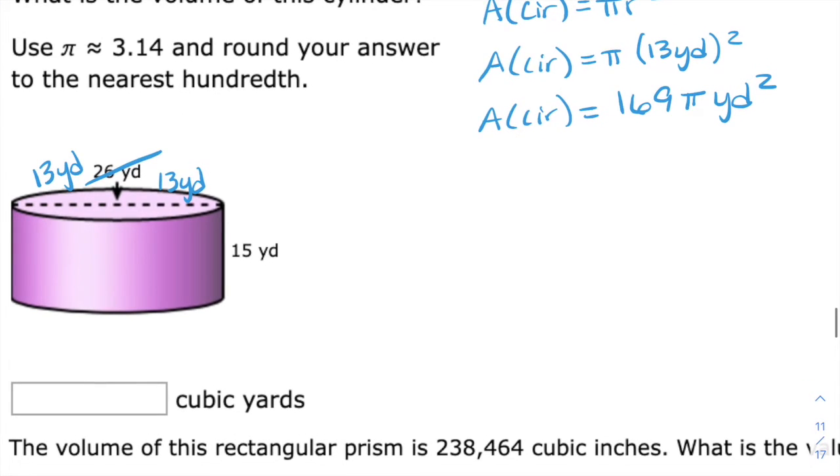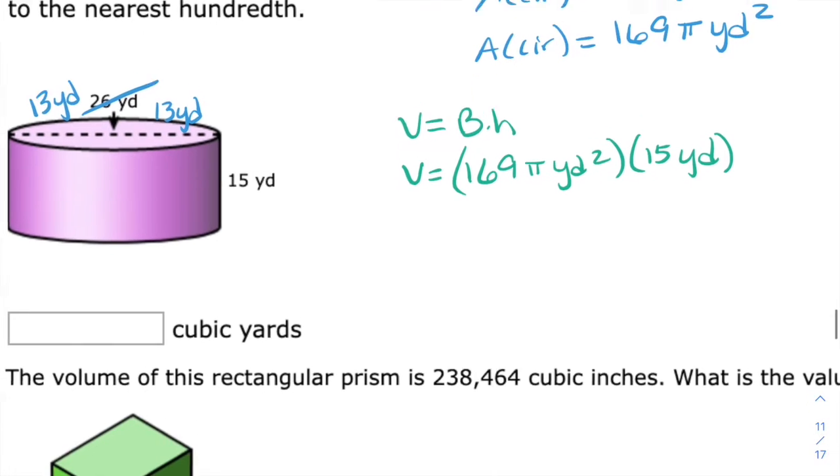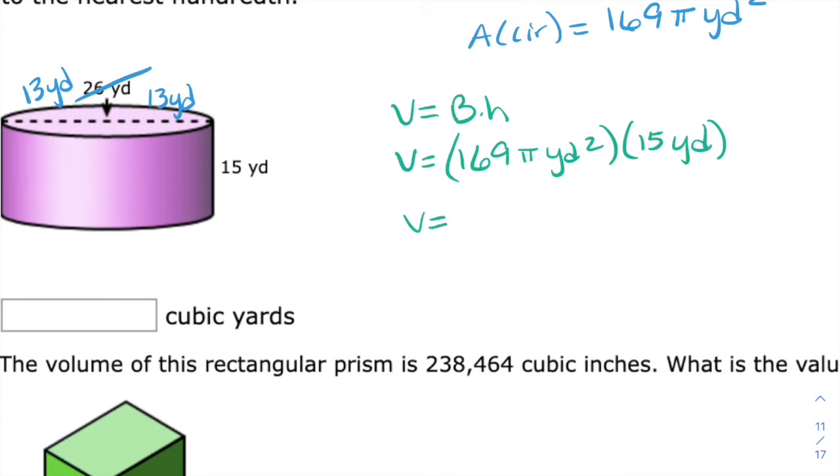And so now we're going to do volume. So volume is base times height. So volume is, let's see, base is 169 pi yards squared times a height of 15. So notice the only difference with this problem is that you just had a diameter, so you had to put it back in terms of a radius. So we have 2535 pi yards cubed.